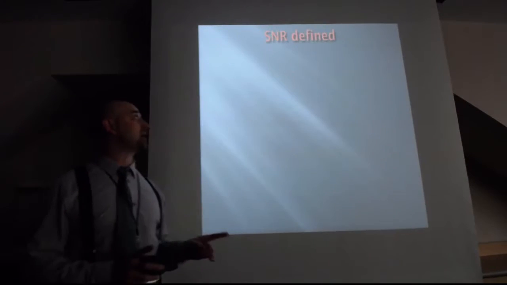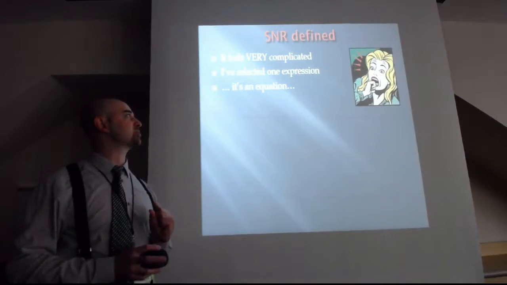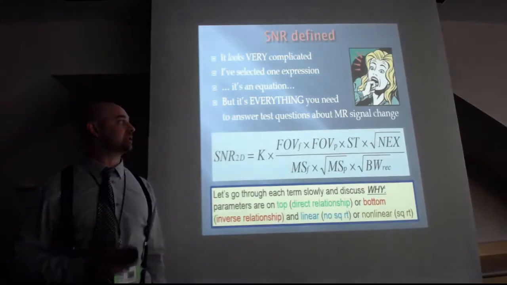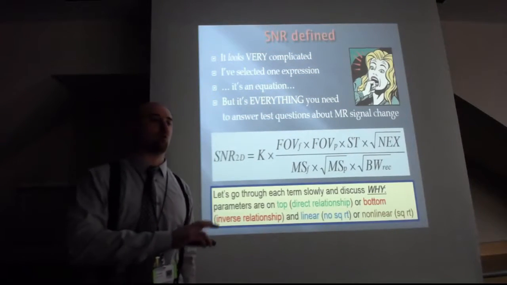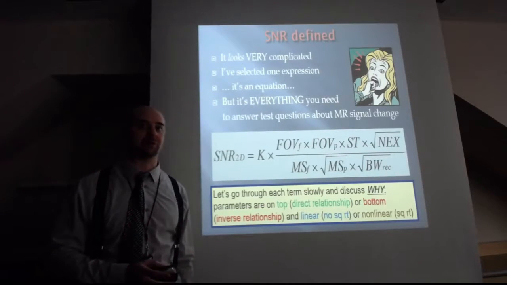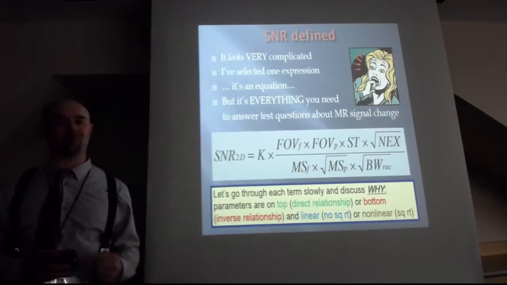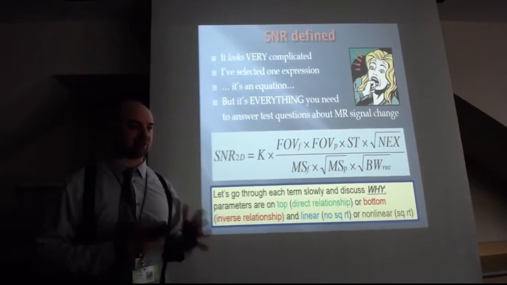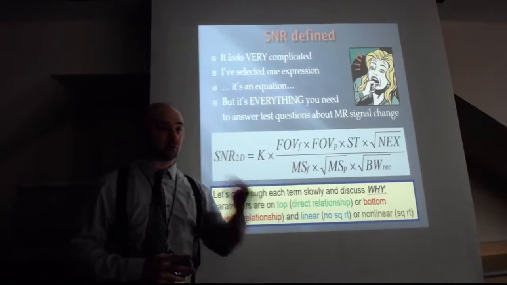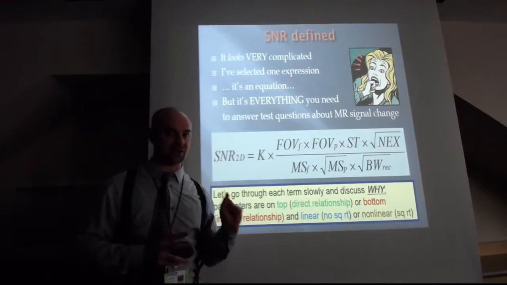So what I've done is, I know it looks complicated, but I've selected one expression. It is an equation, but it's everything that you need to know regarding what they would ask you on the test about how doing this affects the signal for that. And this is it. So it's one equation. It still looks complicated, but basically I'm going to spend the next 45 minutes or an hour going through every single term in this equation so that you can understand at least once why it is in the place where it is.